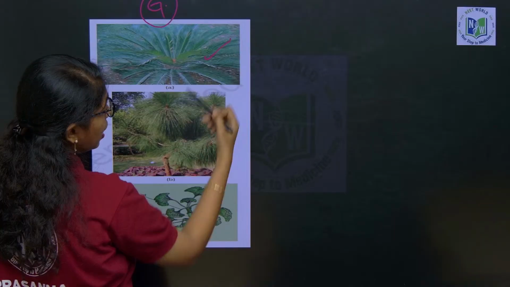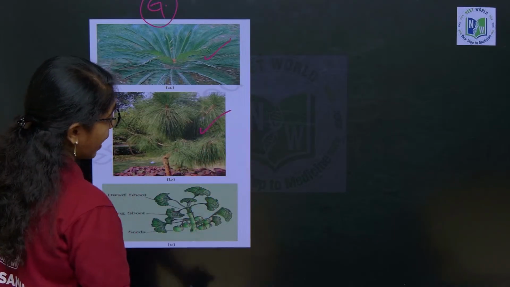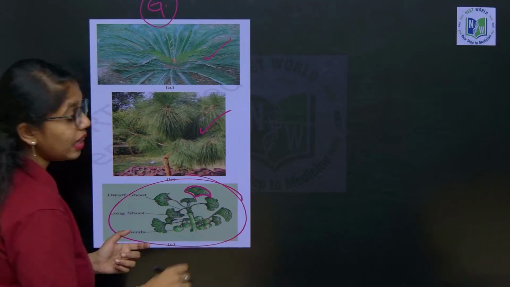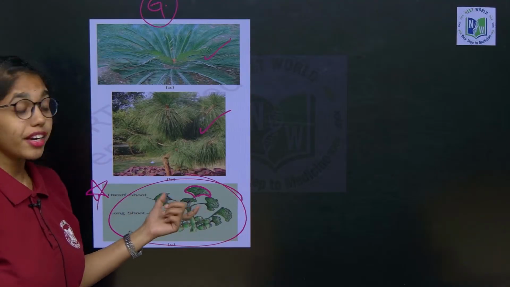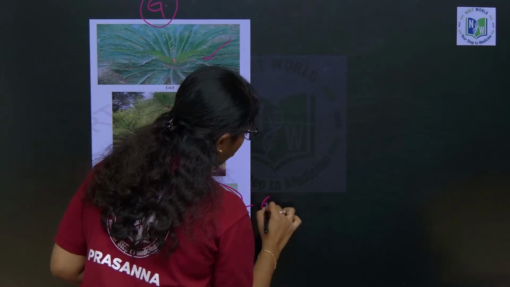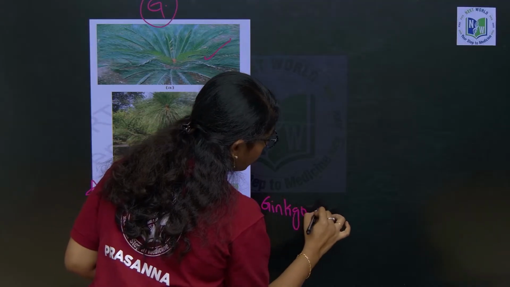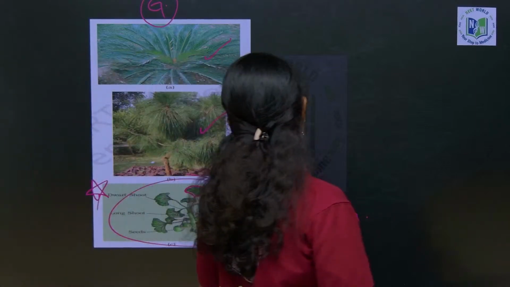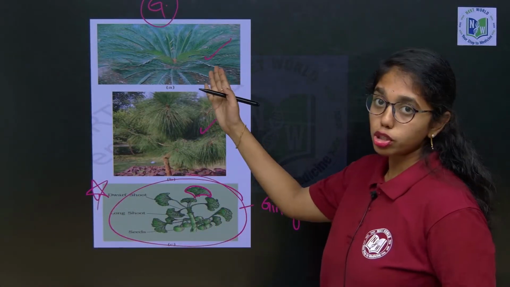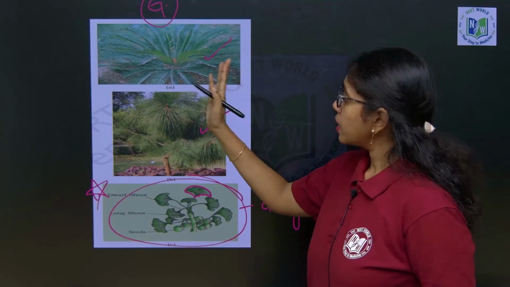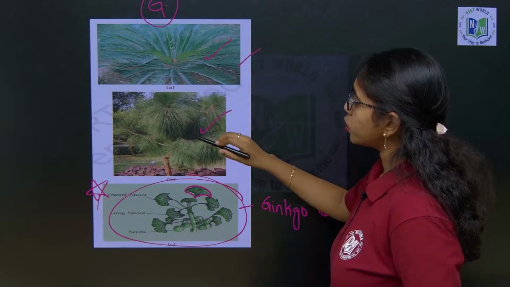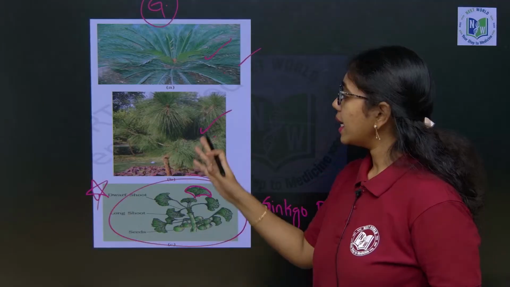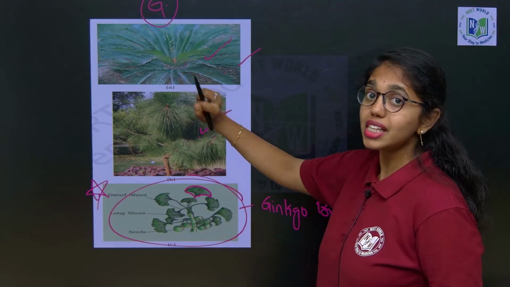Next, coming to gymnosperms. This is the picture of Cycas, this is Pinus, and here is the living fossil where you can find fan-shaped leaves. Important. Those are Ginkgo biloba. A few characters with respect to Cycas and Pinus: Cycas root system is in association with BGA, that is cyanobacteria, where it forms coralloid roots. Pinus will form mycorrhizal roots where the roots are in association with fungi. Here the stem is branched and in Cycas it is unbranched.